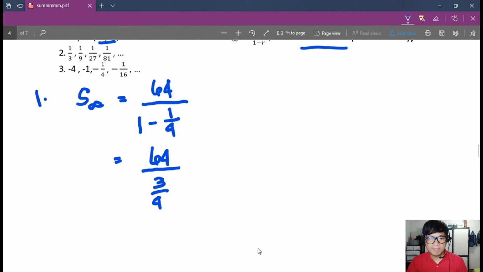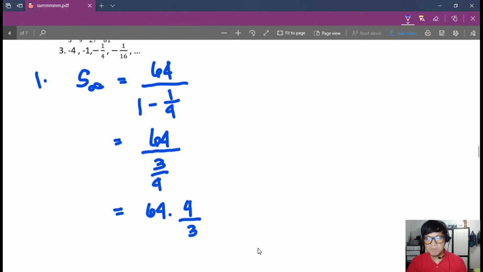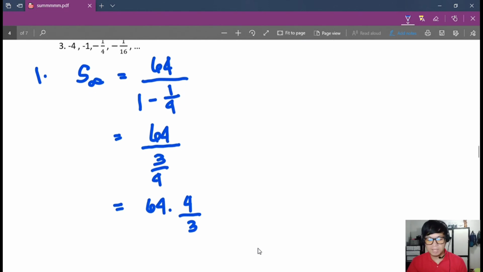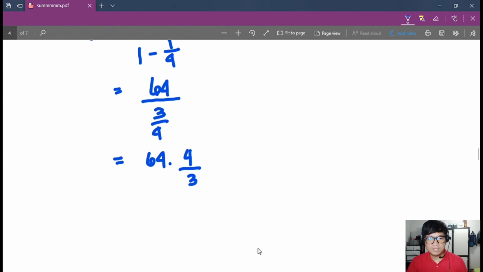Then, fraction tayo. So, 64. Kunin natin reciprocal nito and proceed to multiplication. The reciprocal of 3 fourth is 4 thirds. Reciprocal means you're going to get the reverse. Ibabaliktad lang natin. Yung numerator maging denominator, yung denominator maging numerator. Then, we will simplify. 64 times 4 is 256.